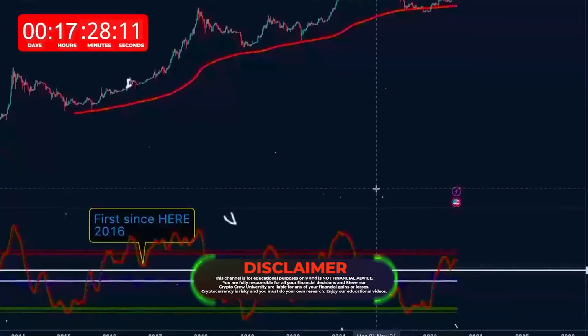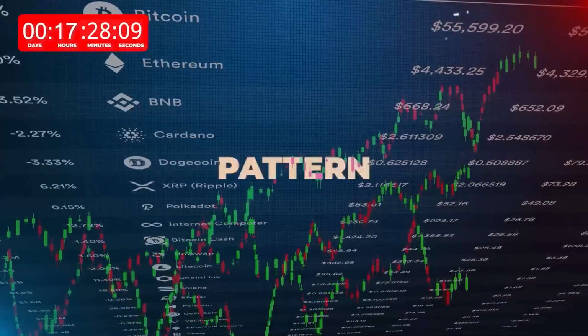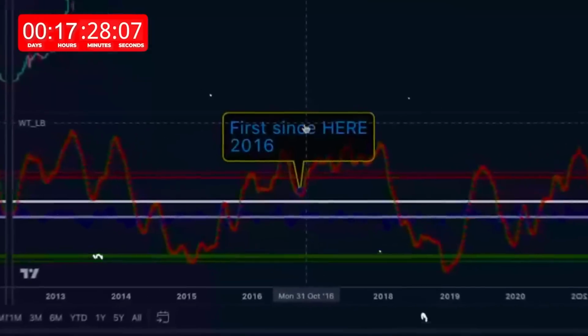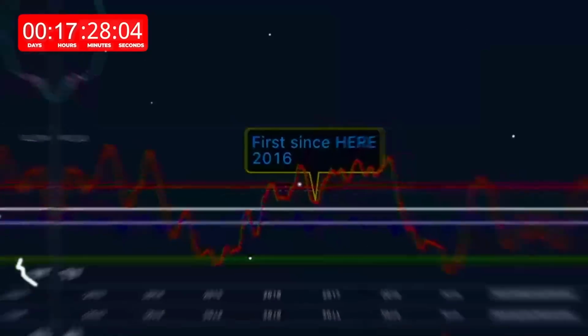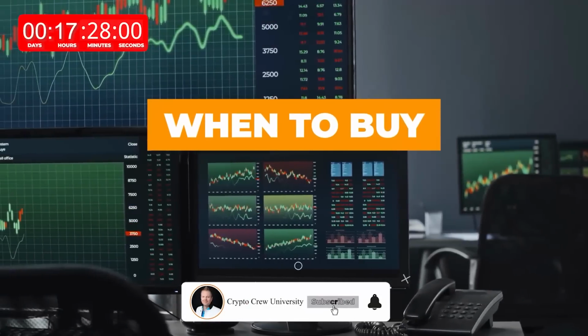Have you seen this chart right here? Bitcoin is repeating a pattern we haven't seen since way back in 2016. Do you see what I'm seeing? This is getting interesting. Do you want to know when to buy and when to sell?